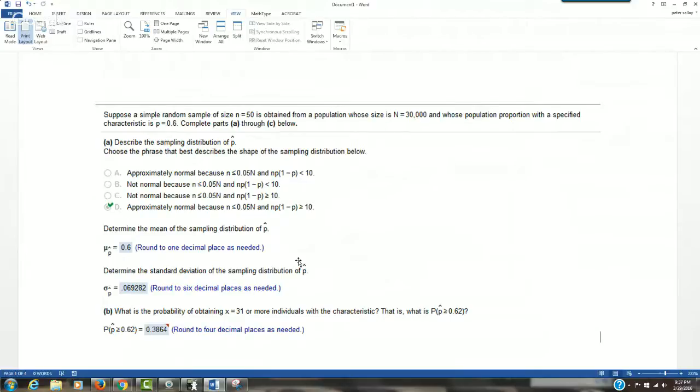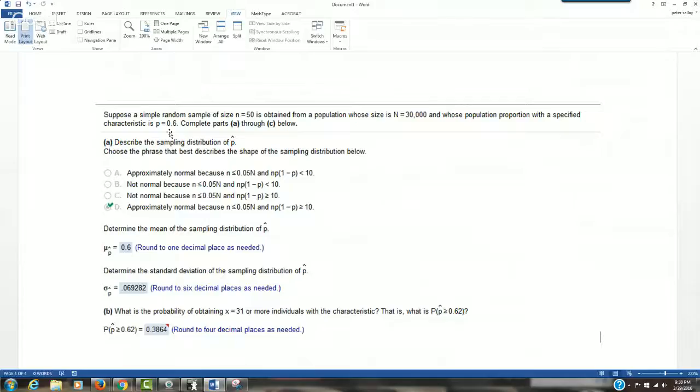Okay, so it says determine the mean of the sampling distribution. Well, that's just the 0.6. And then as far as the standard deviation, that's a formula. Yeah, I got that part.